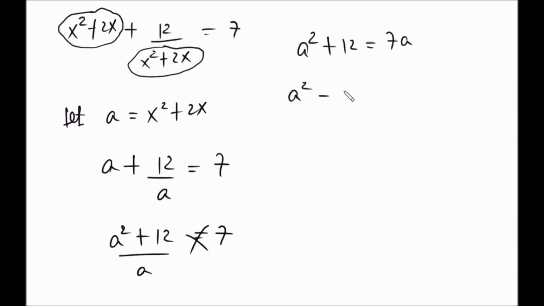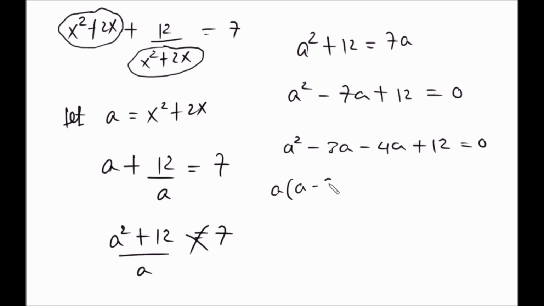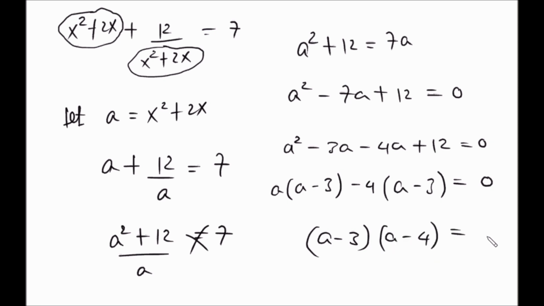So hii ni a squared minus 7a plus 12 sasa na 0. If I split the middle term in a squared minus 3a minus 4a plus 12 sasa na 0. So hapa nitatoa nje a, nitakuwa na a minus 3. Hapa nitatoa nje negative 4, nitabaki na a minus 3 sasa na 0. Factor out a minus 3, nabaki a minus 4 ndani sasa na 0. So nimefika nimesema a minus 3 times a minus 4 sasa na 0.